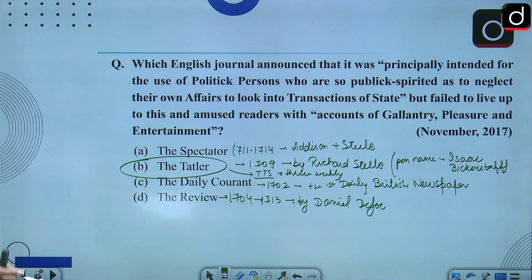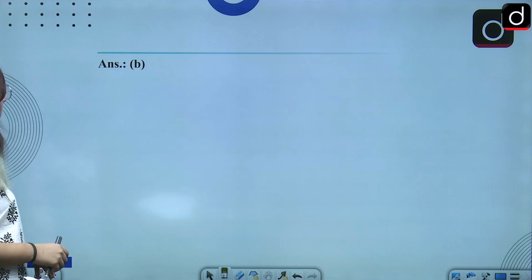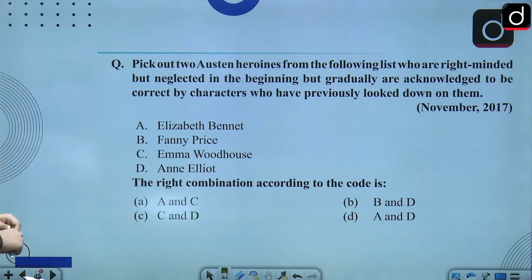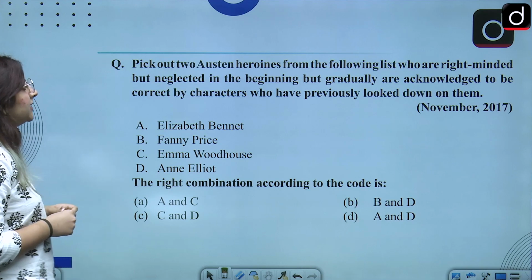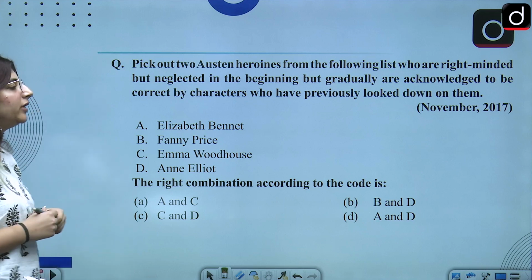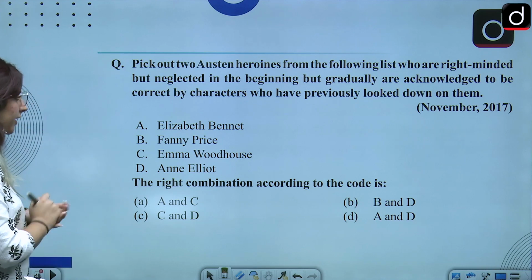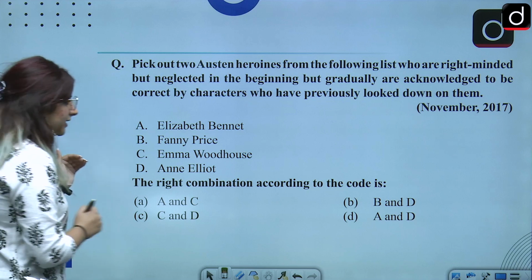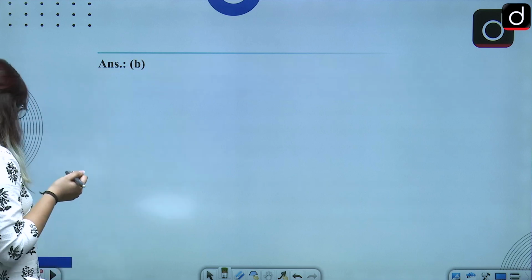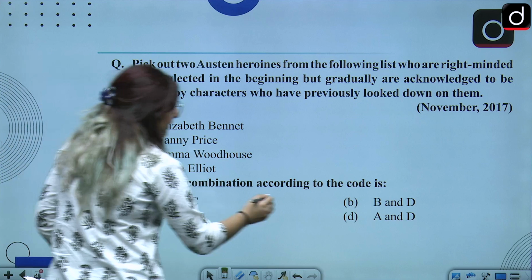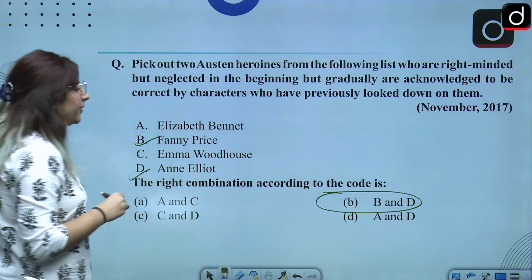Right? Next question. Pick out two Austen heroines from the following list who are right-minded but neglected in the beginning but gradually are acknowledged to be correct by the characters who have previously looked down on them. The right answer is B and D. That is option B is the right answer. B and D. That is Anne Elliot and Fanny Price.